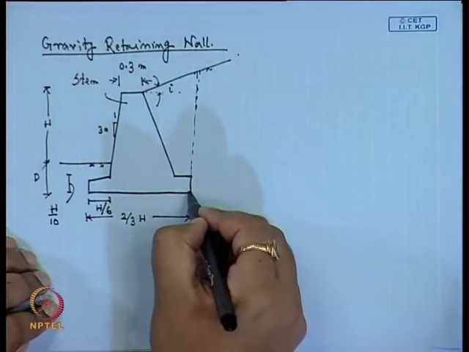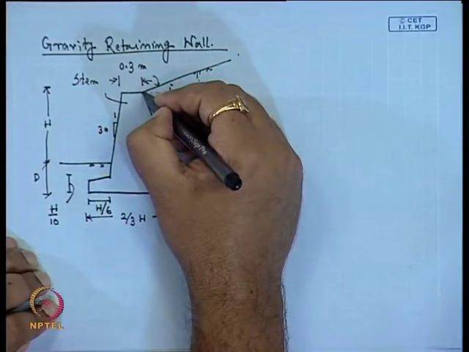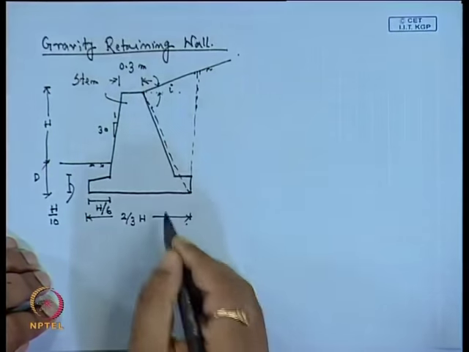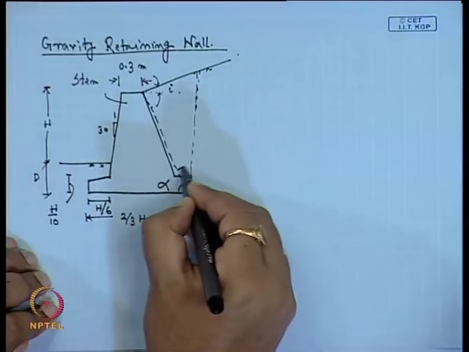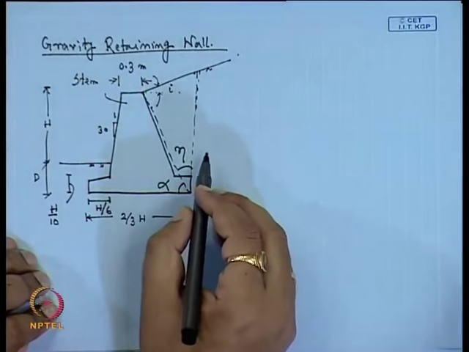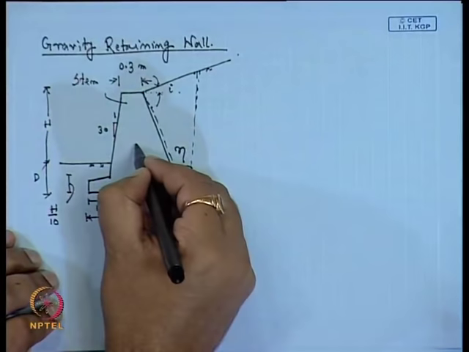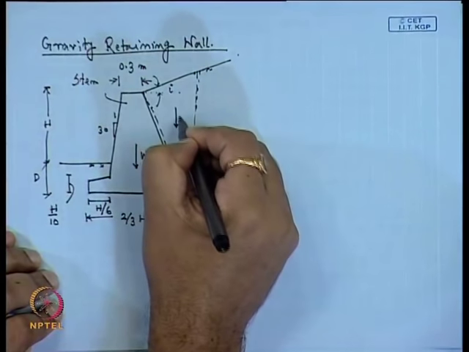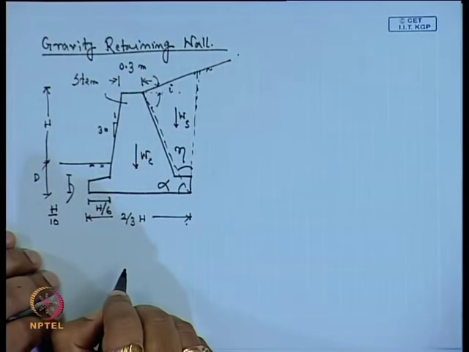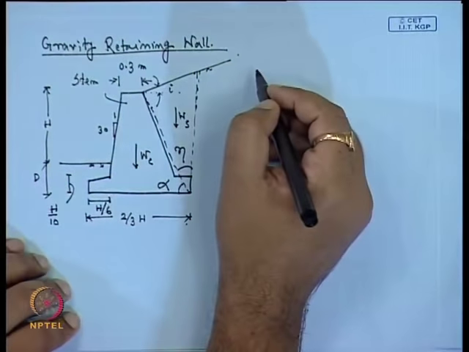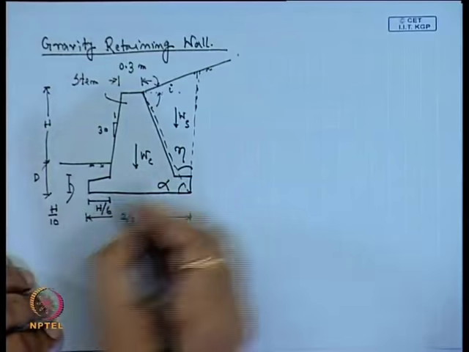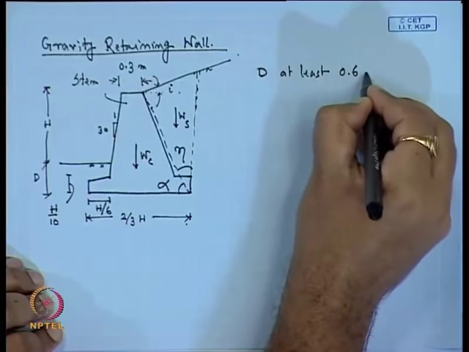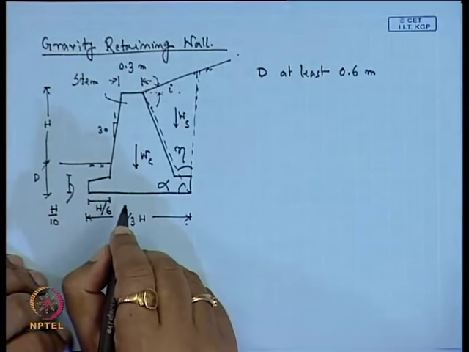Now, if I join this line with this extreme point, and if this angle is alpha and this angle is eta, then what are the forces that will act? So, this is the weight of the concrete, W c, and this is the weight of the soil we can consider. So, this d value should be at least 0.6 meter. We have to provide this d value at least 0.6 meter.